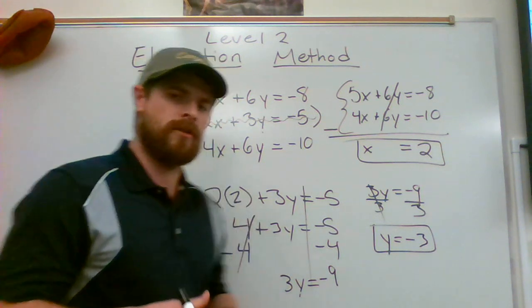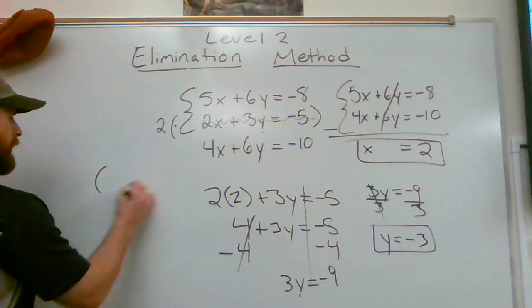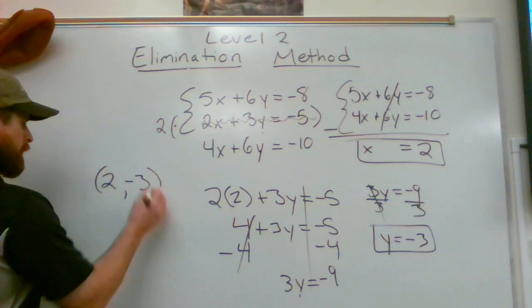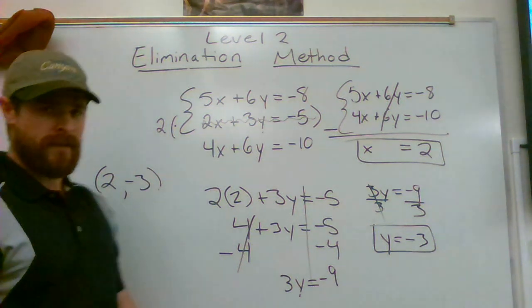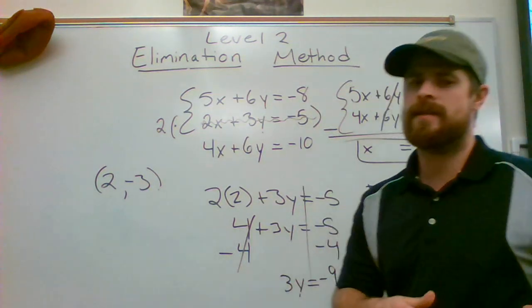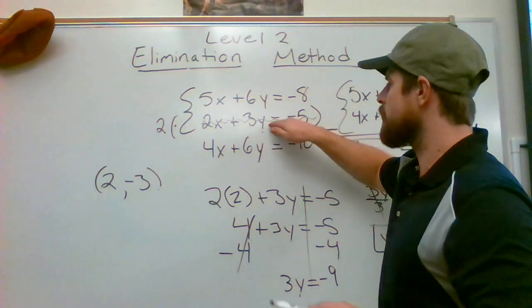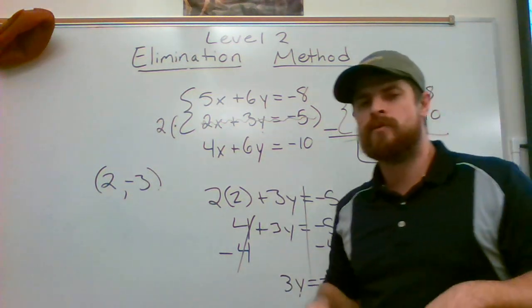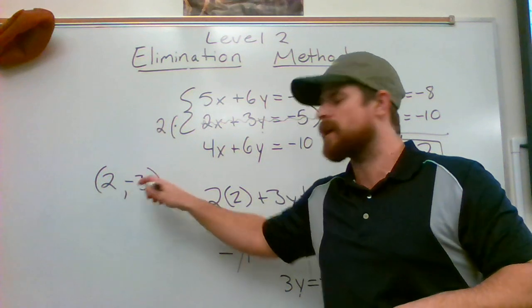We want to write our solution to a system down as an ordered pair. (2, -3). Again, if we were to graph these, which is another method, you can see it in another video, taking two standard form equations, making lines on a coordinate grid, those two lines would cross at exactly (2, -3).